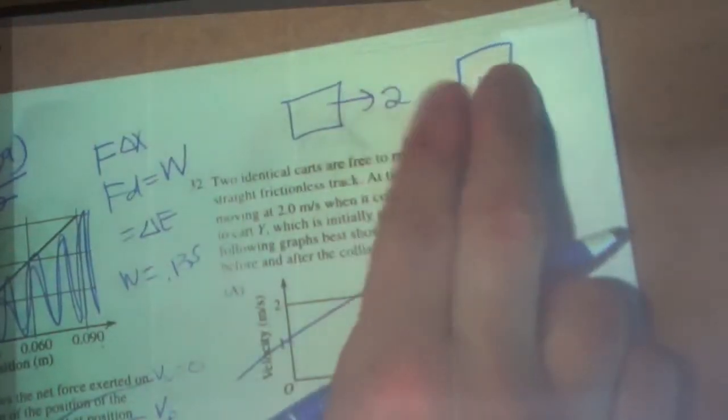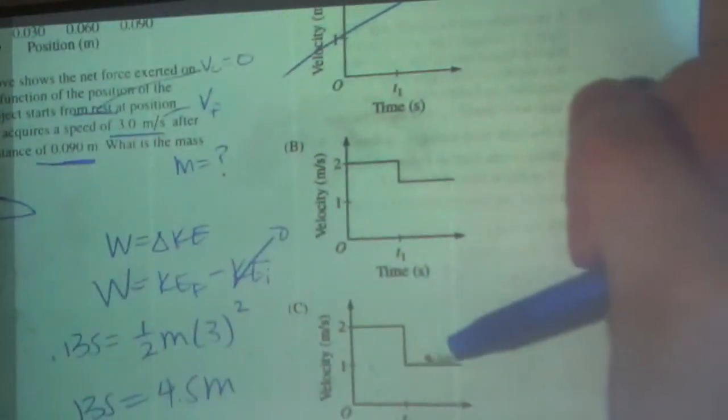So we can cross off A, and we can cross off D. It's not going to go to 0. It's definitely still moving. It's just that the momentum of this one is now split over both of them. So I know it's getting slower, but I need to know exactly how much slower.